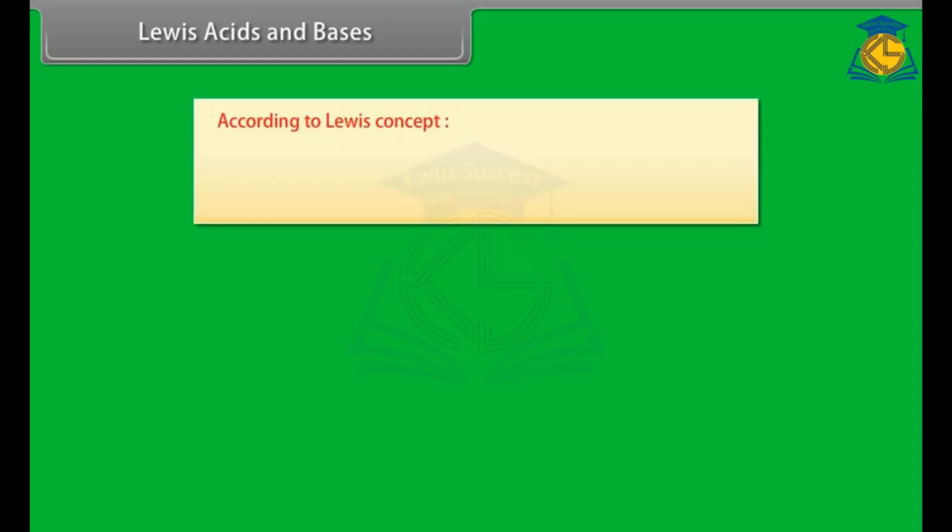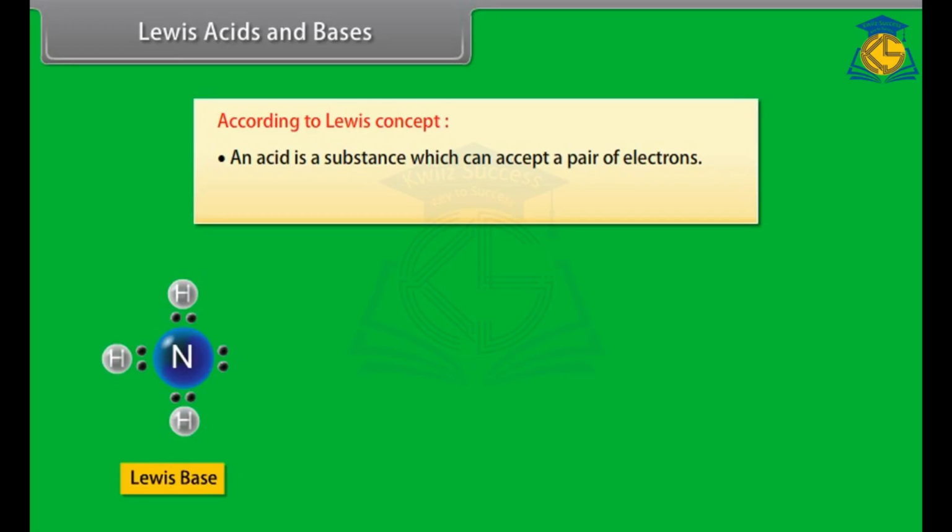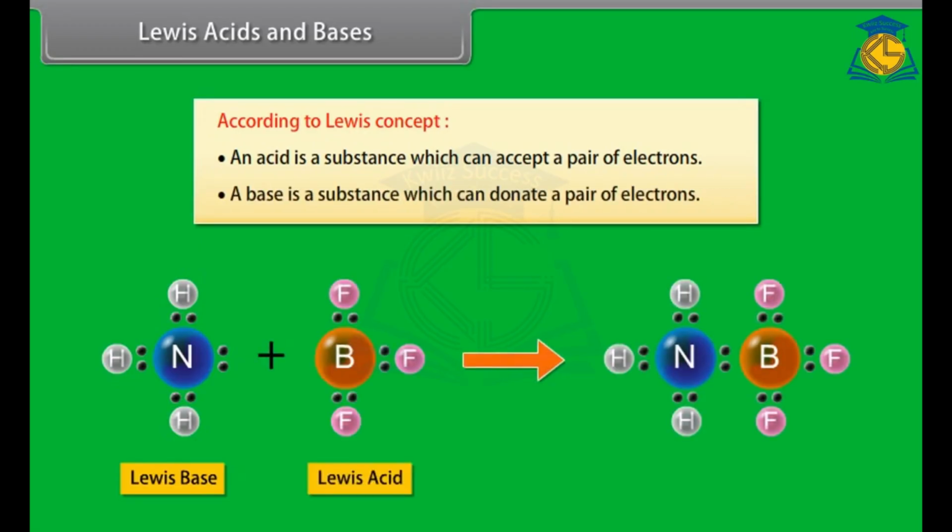According to the Lewis concept, an acid is a substance which can accept a pair of electrons. A base is a substance which can donate a pair of electrons. For example, in the reaction, BF3 acts as an acid.